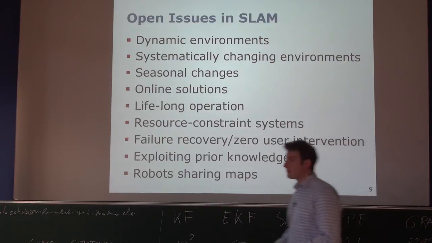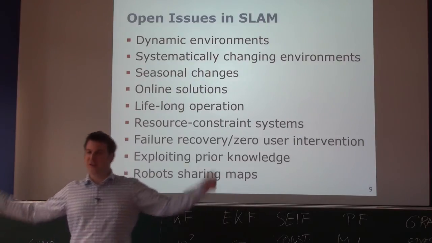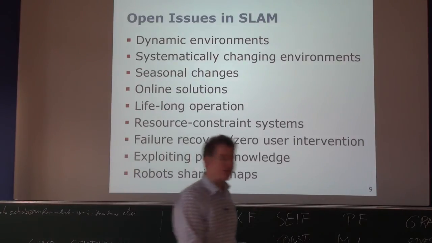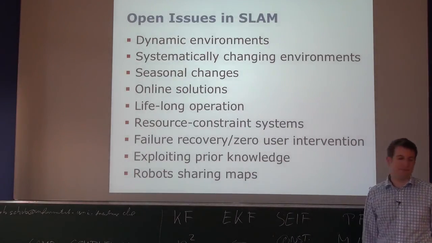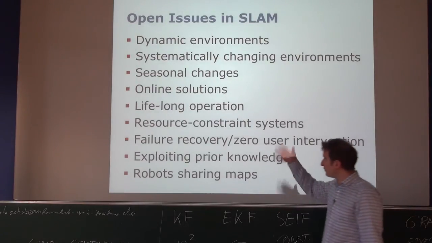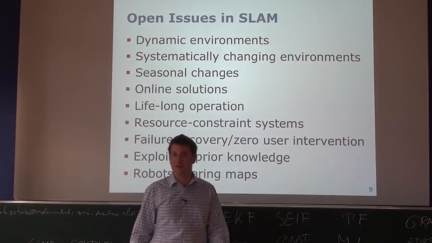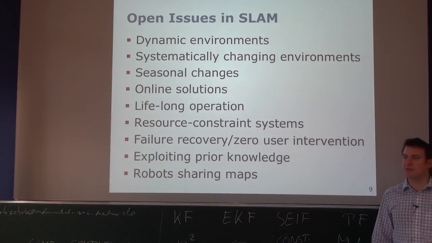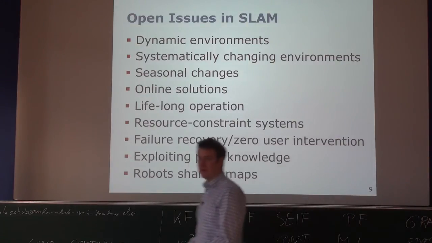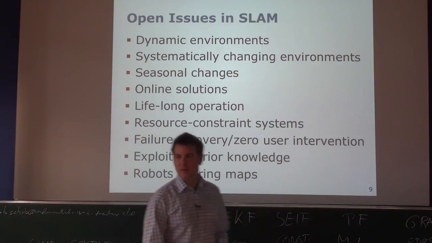Online solutions are also something where there are quite some good ones, but if you scale that to larger and larger environments, at some point you may still not be able to optimize at every point in time. Lifetime operation is related to the previous things and is still not fully solved, including how to efficiently find constraints, because if you have a lot of observations, finding constraints even becomes a big bottleneck. Resource constrained systems: if you do everything on a small helicopter which has the computational power of your mobile phone, and you want to do everything on the mobile phone.